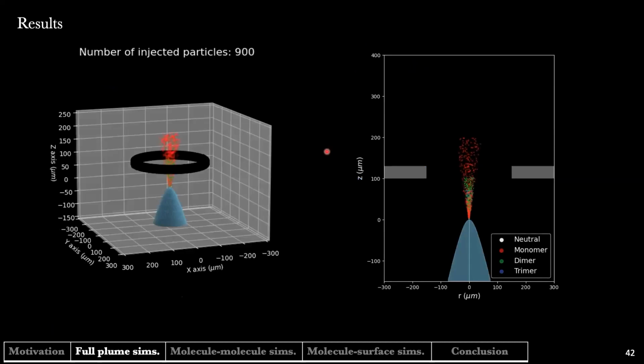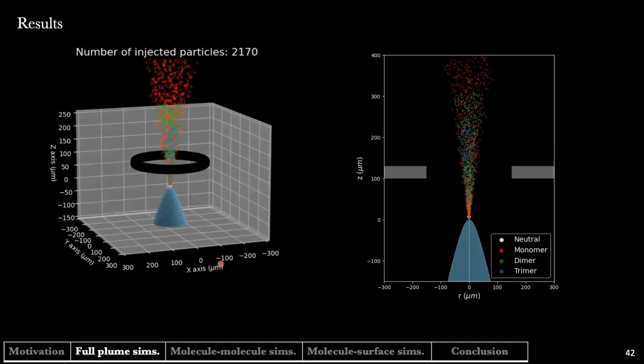And this is an animation of the simulation. On the left, we have the 3D view, and on the right, we have the 2D view. So the red particles represent monomers, the green ones represent dimers, and the blue ones represent trimers. And then we can see fragmentation happening near the emitter to get neutrals as well. And these neutrals have a very low speed.